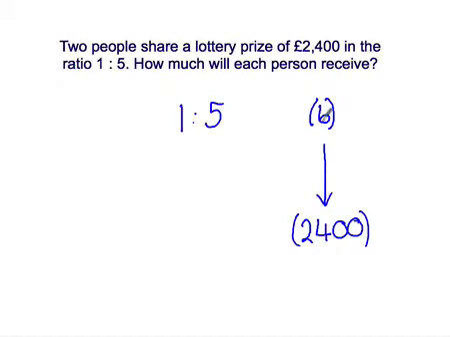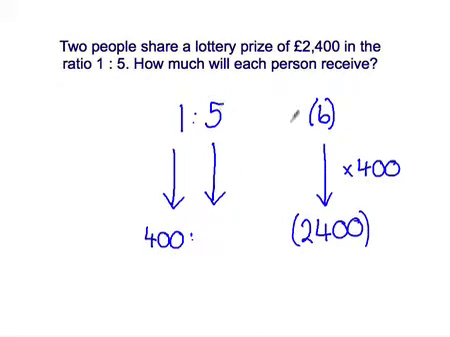Well, 6 goes into 24 4 times. So it must go into that 400 times. So I'm also going to times these by 400. 1 times 400 will give me 400. And 5 times 400 will give me the remaining 2,000 that I needed to make that up.